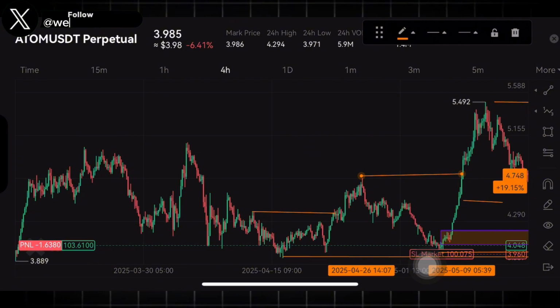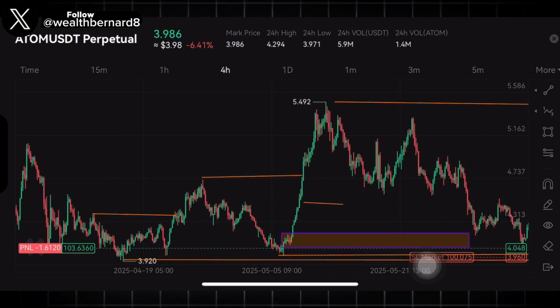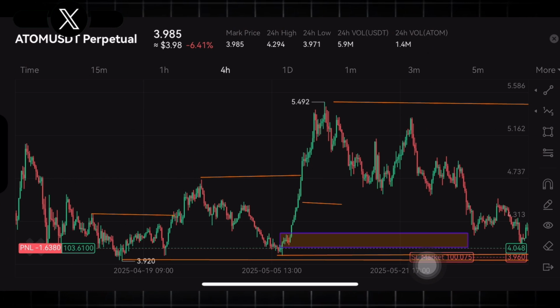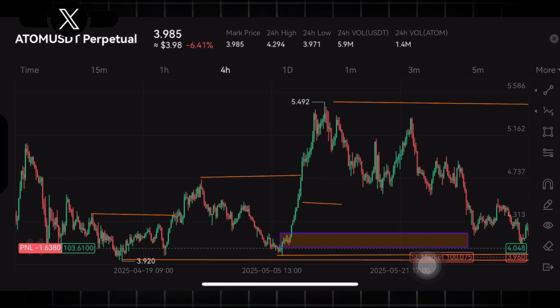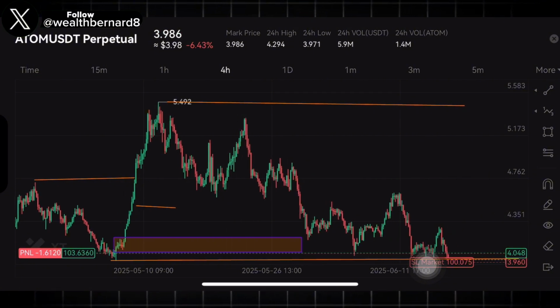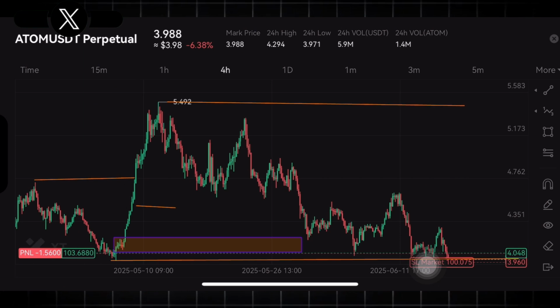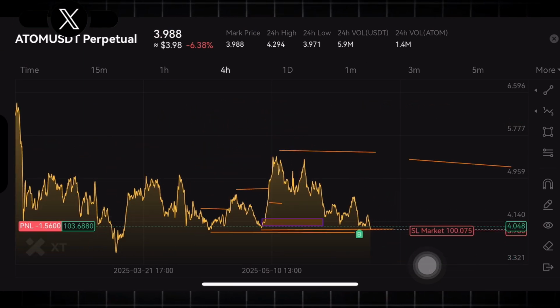Always take out the recent high which it has made. I'm going to come right here and then say my SL is, I'm going to write it down, 3.920, and then I'm going to enter from the current market price, and then I'm going to say my TP will be 5.492, which is the recent high, and this is the recent high we are expecting price to take out fully.